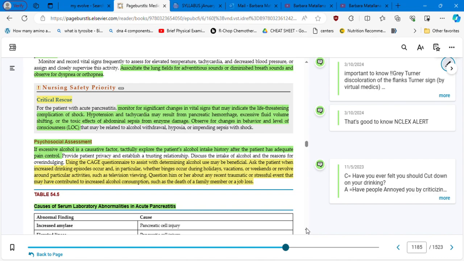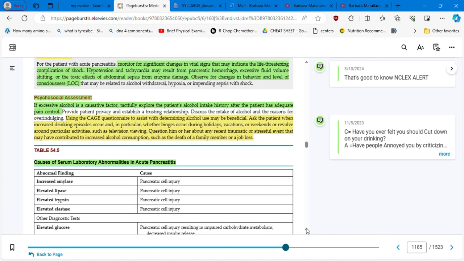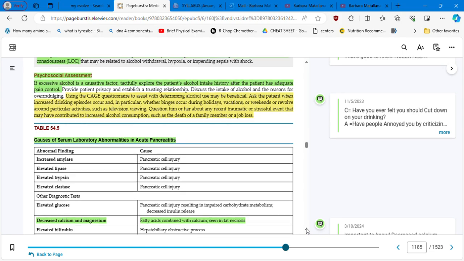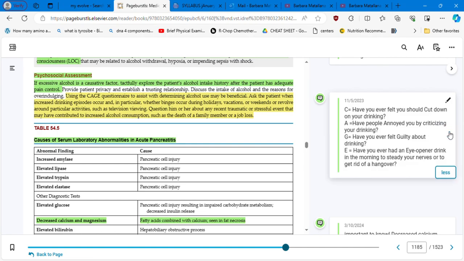Psychological, psychosocial assessment. If excessive alcohol is a causative factor, tactfully explore the patient alcohol intake history after the patient has adequate pain control, and you can use the CAGE questionnaire to assess for this. And I am submitting this CAGE questionnaire in the supplemental material that is ready for you to use.